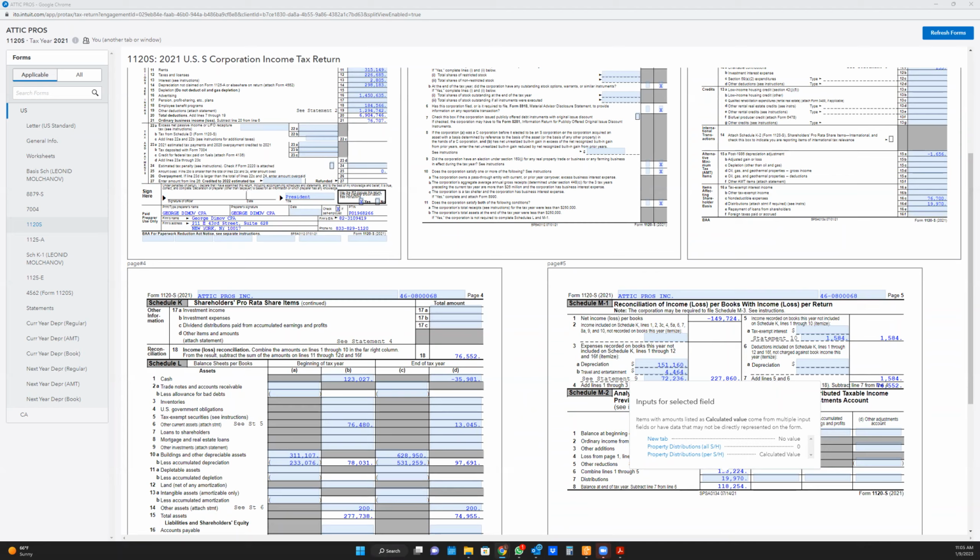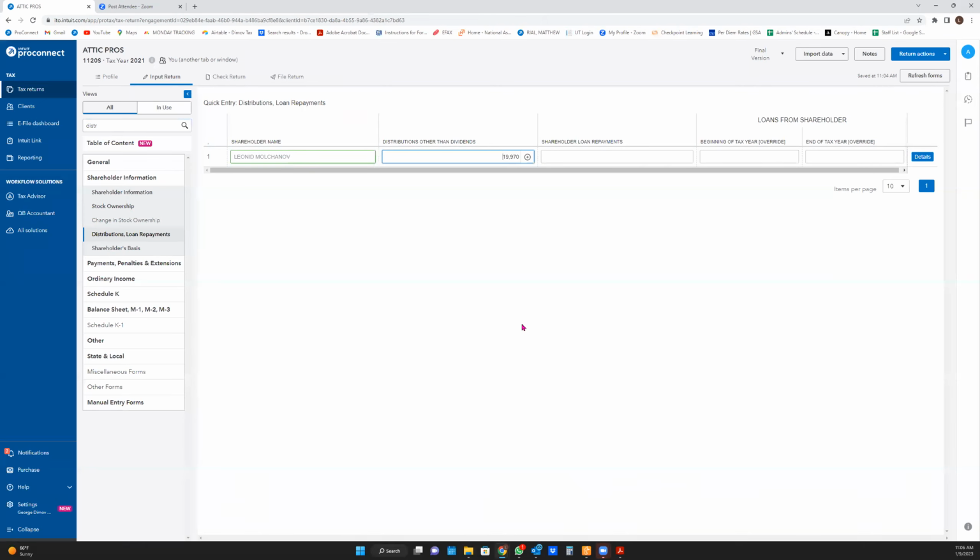We would go to distributions. So it's shareholder information, shareholder ownership, stock ownership. We would go to distributions and loan repayments. And for example, if there is a $4,000 difference, let's say 50% of meals equals $4,000. On the books, you would see that distributions to Leonid Molchanov were 15,970. Here, we would show 19,970 because we do need to adjust for the 4,000 that are not taken on the tax return.